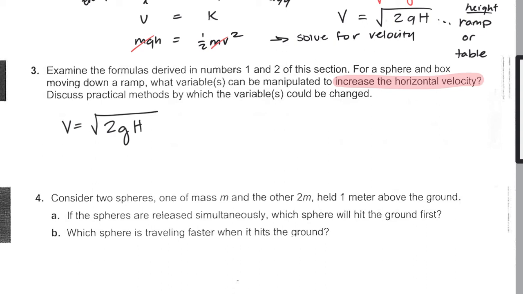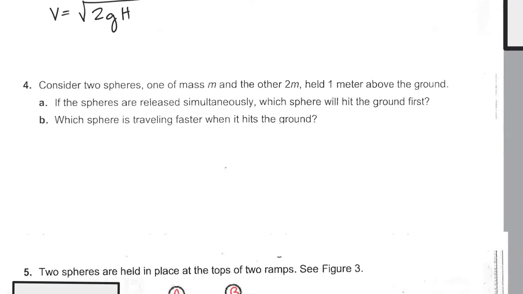Okay, so some people might say the angle of the ramp, but whenever you look at the equation, does it include theta, which is angle? No, it doesn't. So the only other thing would be gravity. We can't really manipulate gravity, but let's say we took this object to like Mars or the moon. So that way you can manipulate gravity. So knowing that, you can discuss methods to change the variables to increase the horizontal velocity. So tell me, what can I do about gravity or the height to make the velocity faster? Okay, let's go on to number 4. I'm just discussing it and leading y'all to the answer.